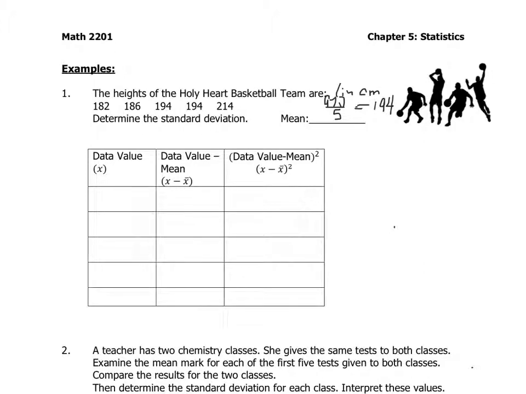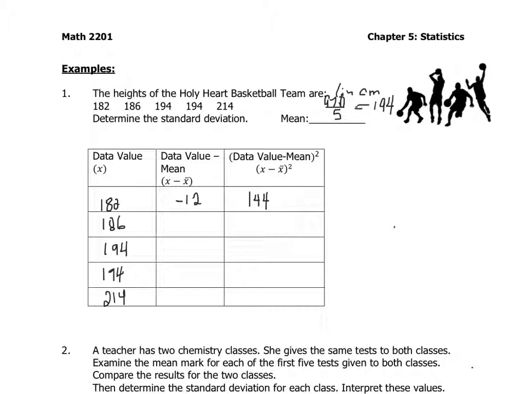So then down here in the table you would have each data value, 182, 186, 194, 194, and 214. So in the second column you would just take each data value. So for the first one it would be 182, subtract the mean of 194, and you get negative 12. And then you square negative 12, so negative 12 times negative 12 is 144.